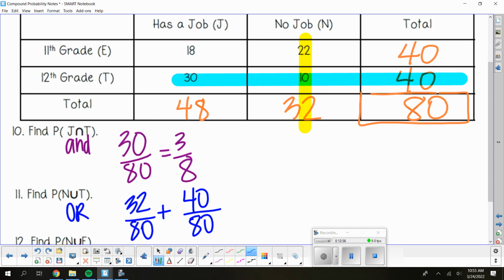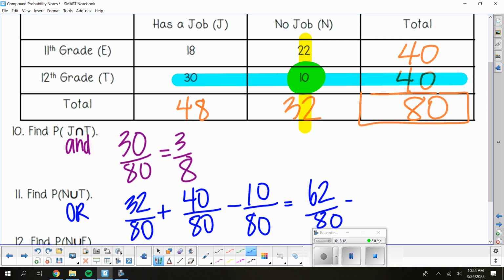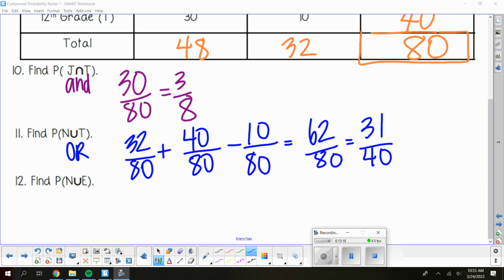But if you notice, what did I look at twice? I looked at these 10 students twice. My 10 that are 12th graders and have no job. So remember, if there's overlap, we must subtract it out. That gives us a total of 62 out of 80. Always reduce, so 31 over 40. Okay, let's look at our last one.